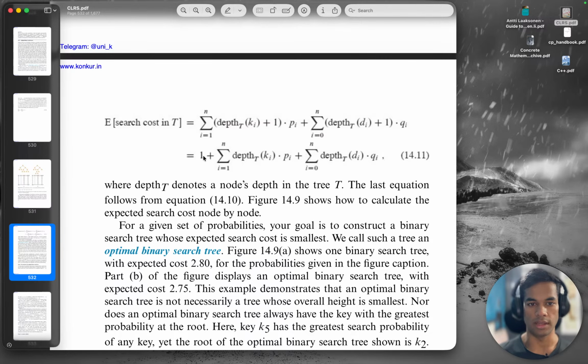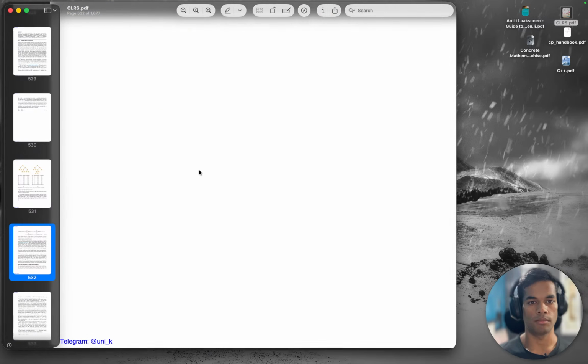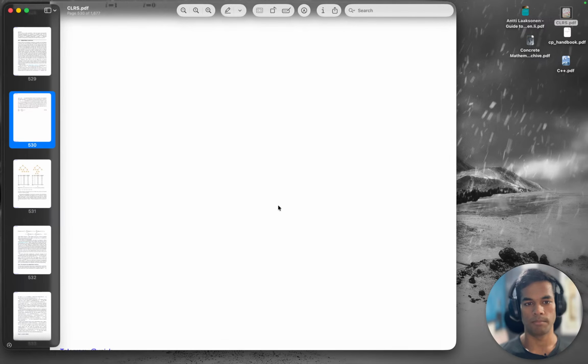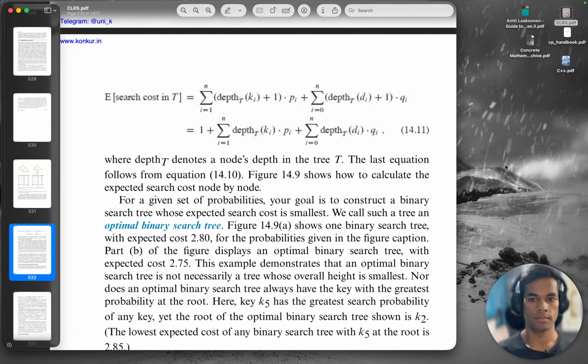So we can take this one outside, where depth T denotes a node's depth in the search tree. The last equation follows from equation 14.10. This part can be derived from this equation, because when we sum all the probabilities, we get 1. Here we have pi n times and qi also, n plus 1 times. Therefore, the whole thing is going to be 1 when we sum them. The sum of pi's and the sum of qi's is going to be equal to 1. So we have taken these out.